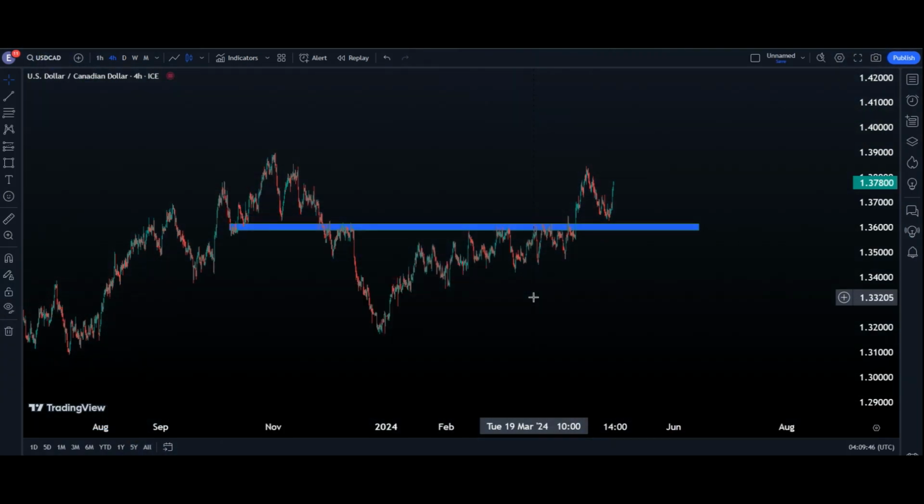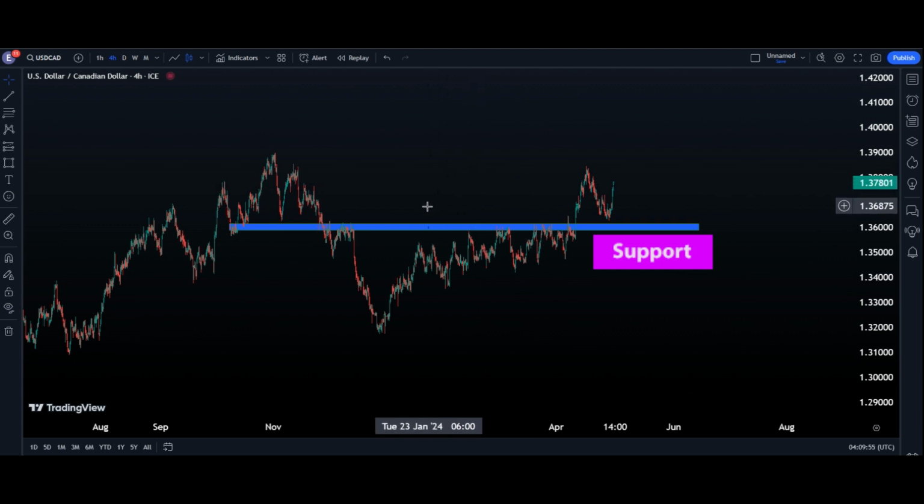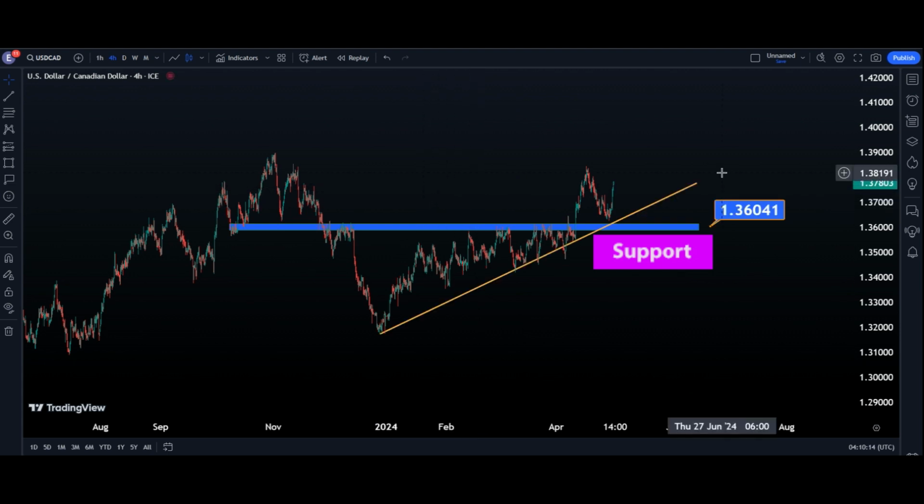If you look at this 240 minute chart, you can see a very strong support here. This support plus this trend line here made a very powerful support here, and the market is bullish now.